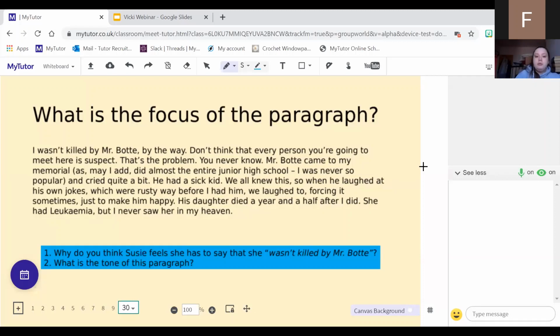So this is more the focus on the omniscient narrator here. This is where we really find our evidence for her being omniscient. Okay, what's the focus of this paragraph? Why do you think Susie feels she has to say that she wasn't killed by Mr. Bott? And what is the tone of this paragraph? Answer any or all of those questions, I don't mind, and I'll give you a couple of minutes to do that.